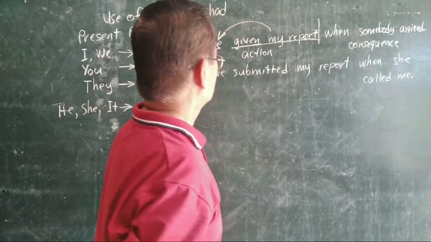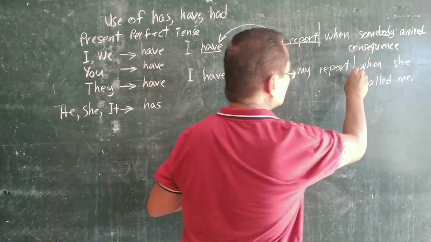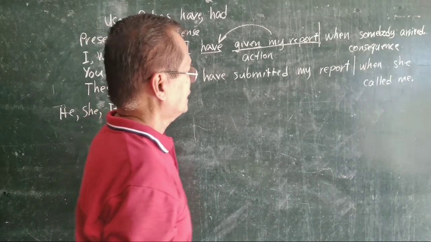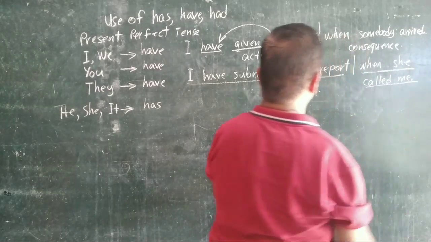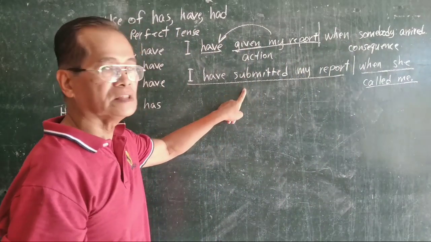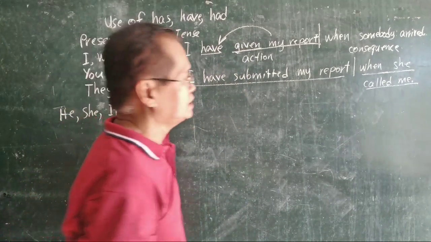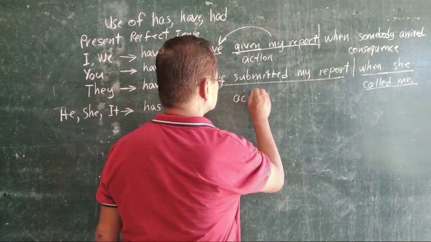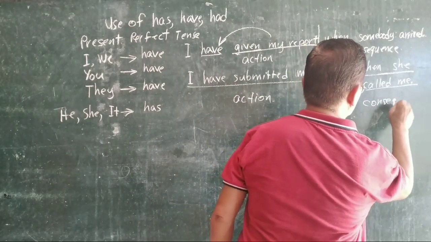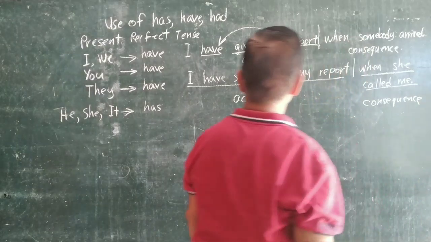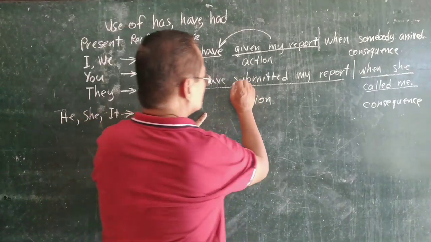Alright. Now again, we are going to divide this sentence into two parts. I have submitted my report. This is our independent clause. And the second part, this is our subordinate clause. Now, the action in the past is here in the independent clause. And the consequence is here. This is the action. And here, this is the consequence. Again, have here is followed by a past participle, submitted.